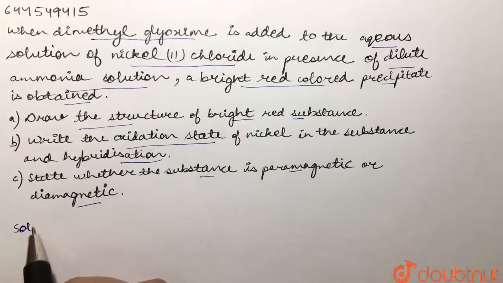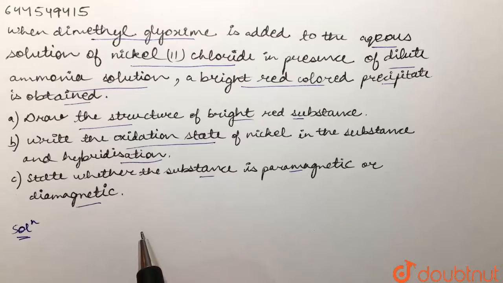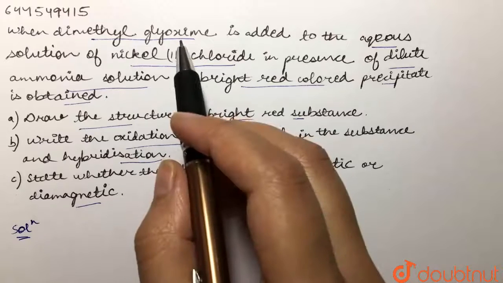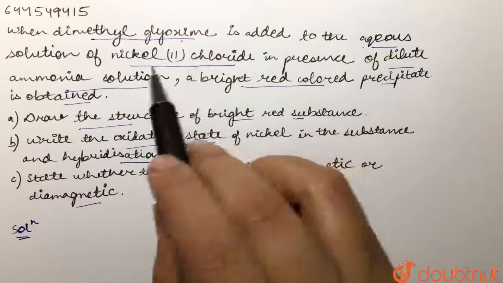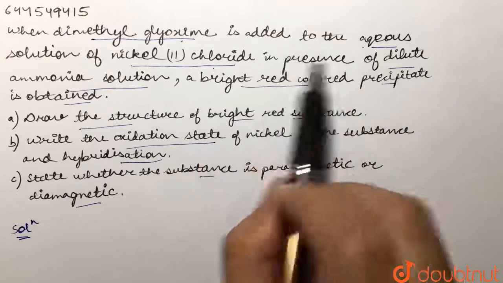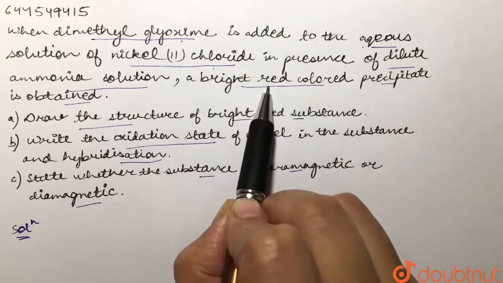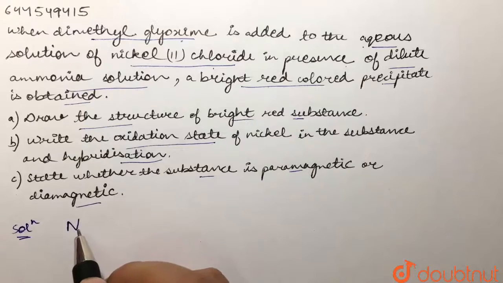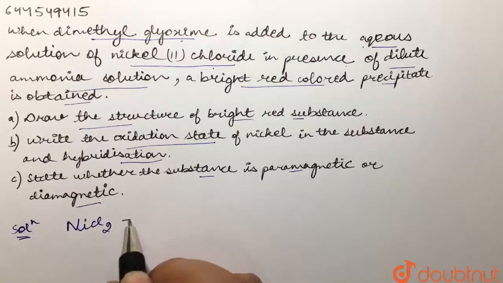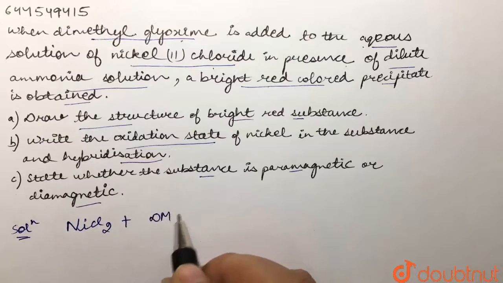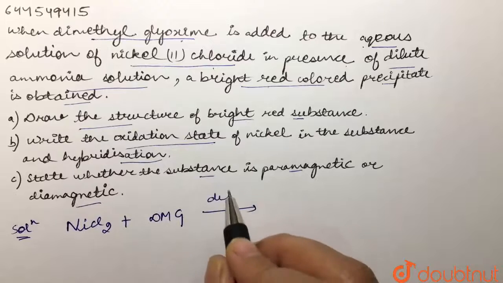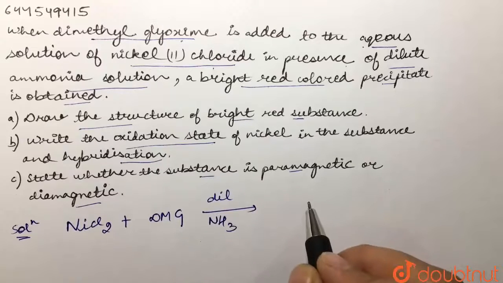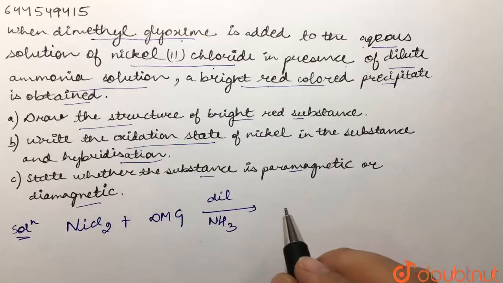So we are given this reaction and we are supposed to find out the product of it, right? First of all, they are saying that when dimethyl glyoxime, that is DMG, is added to the aqueous solution of nickel 2 chloride in the presence of dilute ammonia, a bright red color precipitate is obtained. So what is the reaction actually over here? The reaction is that we have NiCl2 reacting with dimethyl glyoxime in presence of dilute ammonia, and we are getting something. So we have to find out the product.